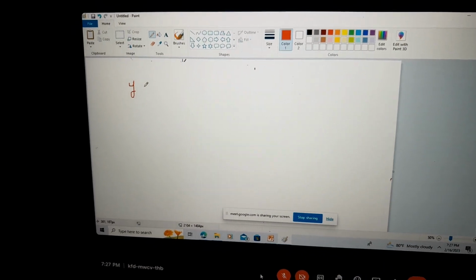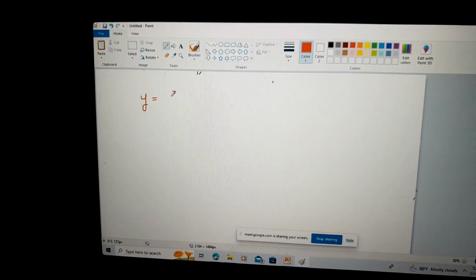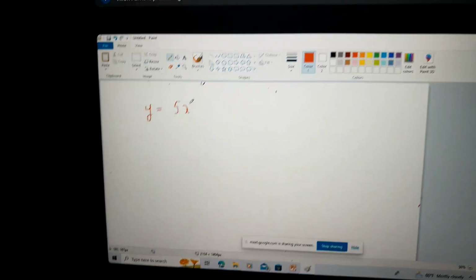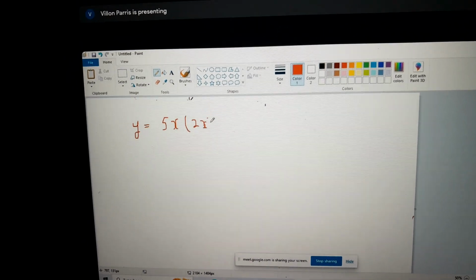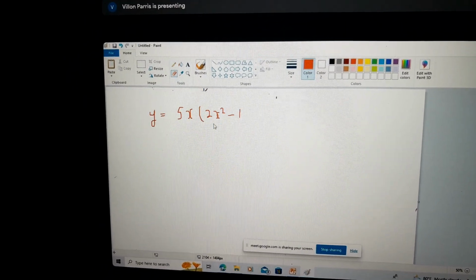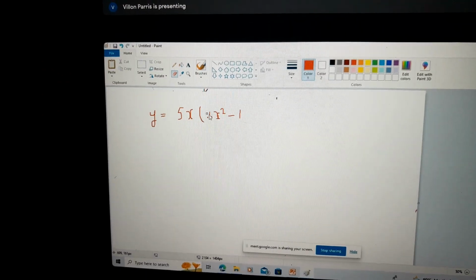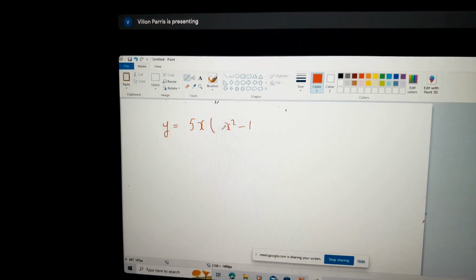A function y is equal to 5x into 2x squared minus 1. Input 4.